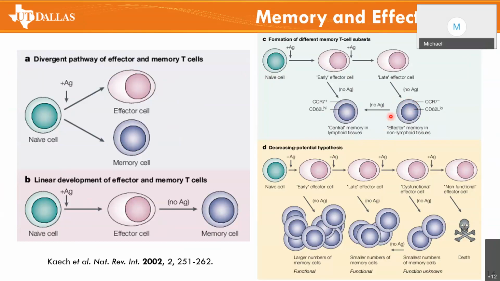Model 4 is that several exposures to antigen begin to decrease the effect of effector cells. And in each case, as it gets weaker, it's still able to produce memory cells, but over time it becomes non-functional, and those effector cells just die out. Now, the most widely accepted models are Model 2 and Model 3.